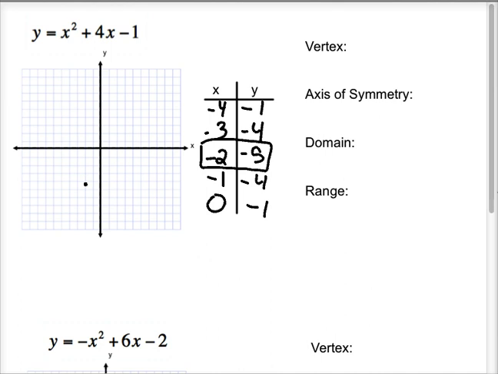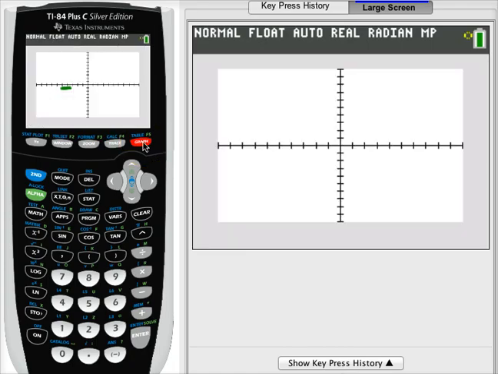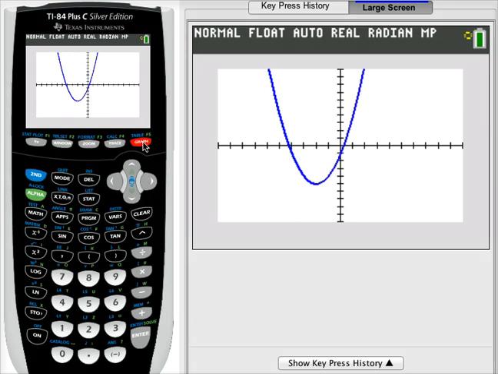-3, -4, puts me about there. -4, -1, -1, -4, 0, -1. So I plot my points, and again, if you'd like to check on the calculator, just hit graph, and we are getting what we're looking for.